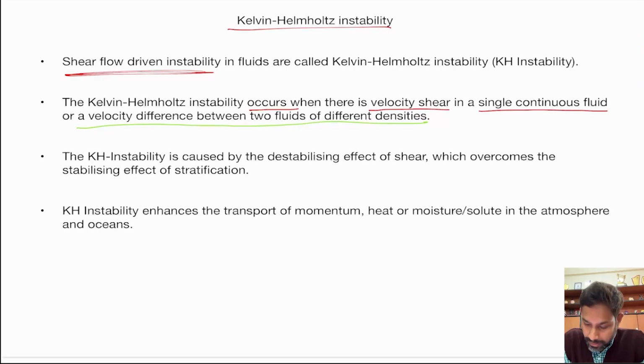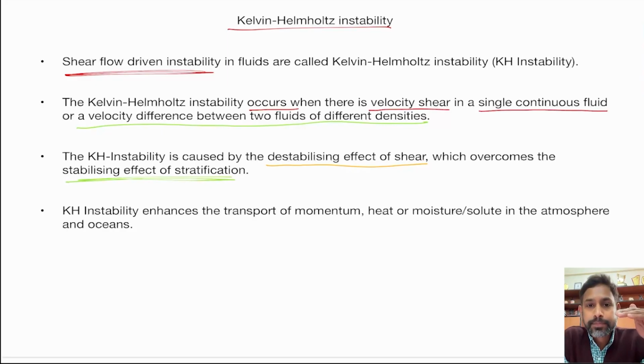Okay, so the primary criterion is that there should be a shear flow. That is the major criterion for the Kelvin-Helmholtz instability to occur. What it does is, it is caused by the destabilizing effect of the shear, right? So shear flow is bringing a destabilization effect, trying to make the system unstable, and it is trying to overcome the stabilizing effects of stratification.